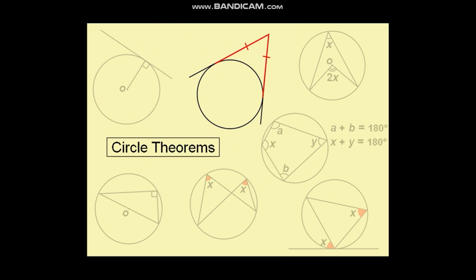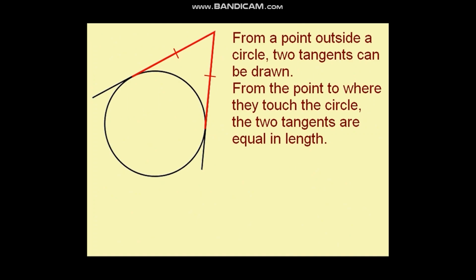This second circle theorem is also fairly straightforward. From a point that's outside the circle, 2 tangents can be drawn. From the point to where they touch the circle, the tangents will be equal in length.